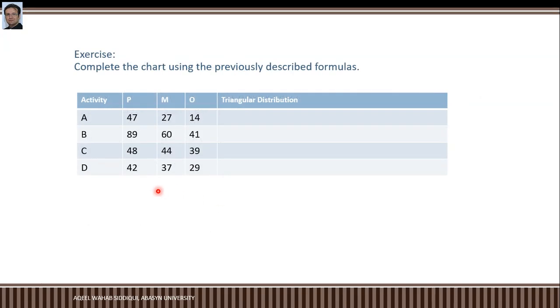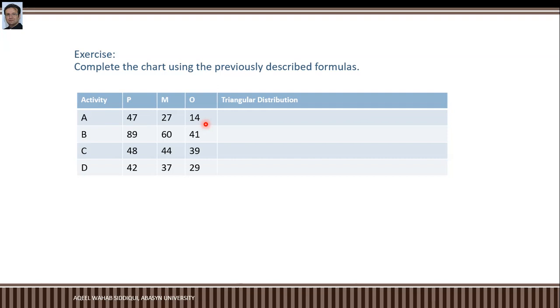For instance, you have activities A, B, C, and D. You have estimated that for activity A, in the pessimistic approach, it will take 47 days to complete, whereas in the most likely case, it will be completed in 27 days. And in a very good scenario, this activity will take 14 days to complete. So what will you do? You will add 47, 27, and 14. When you add these 3 values, it becomes 88.